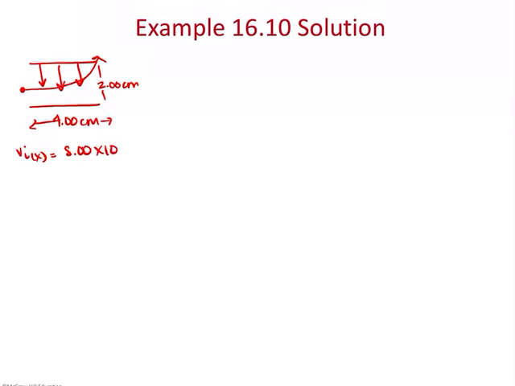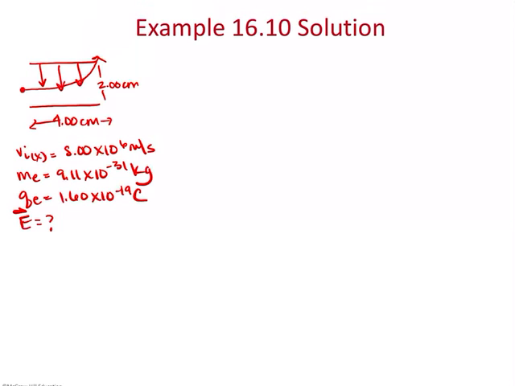It gave us that the initial velocity in the x direction was 8 times 10 to the 6th meters per second. We know that the mass of an electron is 9.11 times 10 to the negative 31st kilograms, and the charge of an electron is 1.6 times 10 to the negative 19 coulombs. So just some things that we might need. We are ultimately trying to find the electric field.